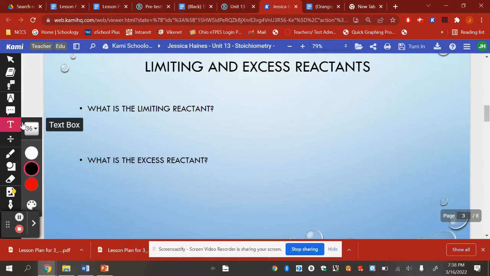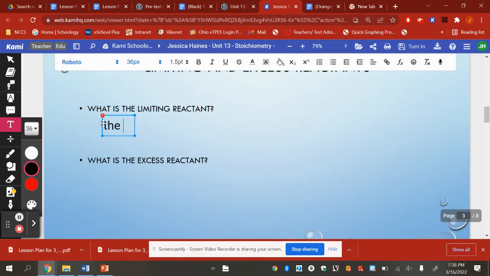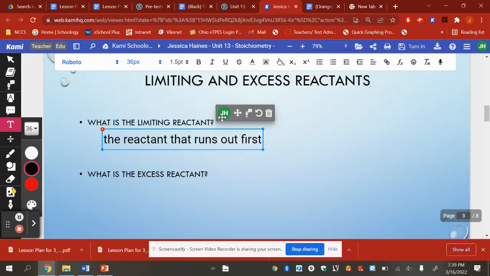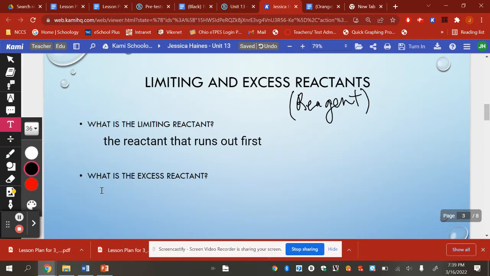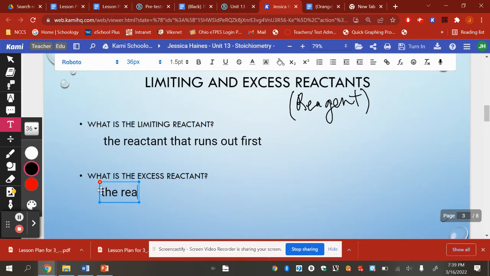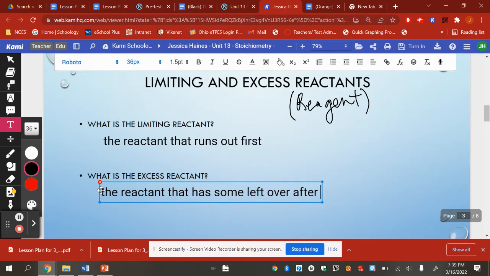What is limiting reactant? Limiting reactant is the reactant that runs out first. I want to point out too, just going to write this up at the top. Sometimes the word reagent comes up instead of reactant. They mean the same thing. So please don't be confused if you see that on a worksheet. It means the same thing. So then the excess reactant, of course, is the reactant that does not run out first. It's the reactant that has some leftover after the reaction has been completed.